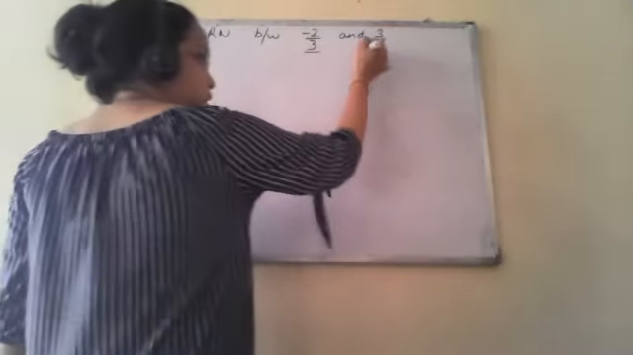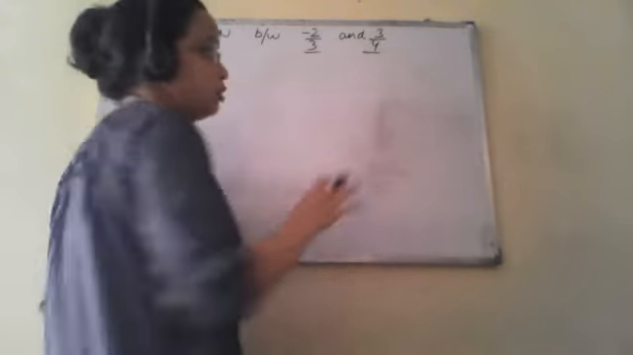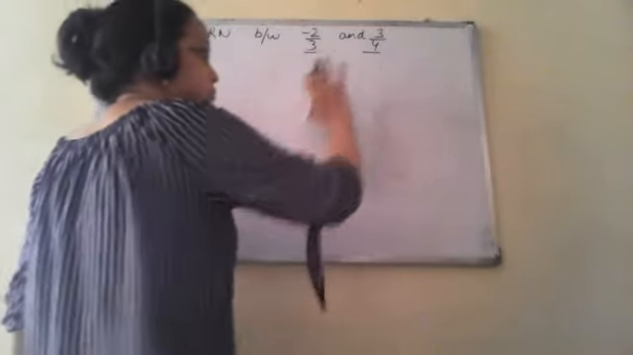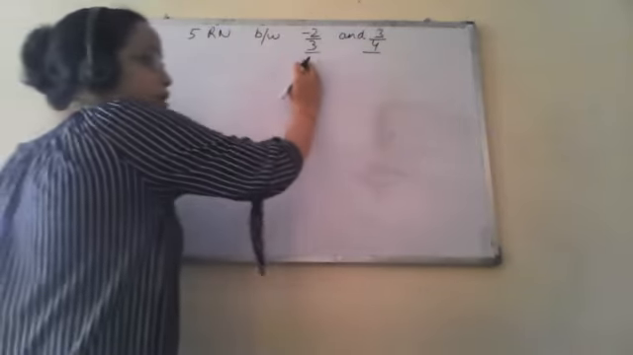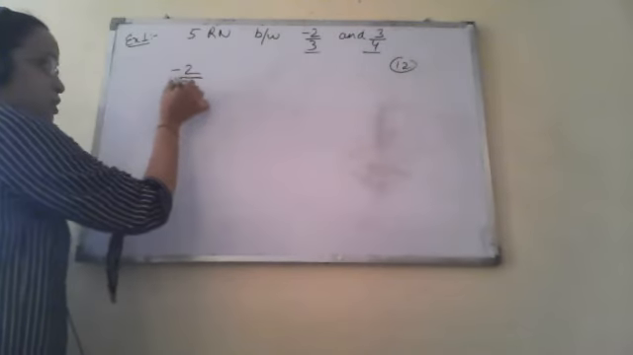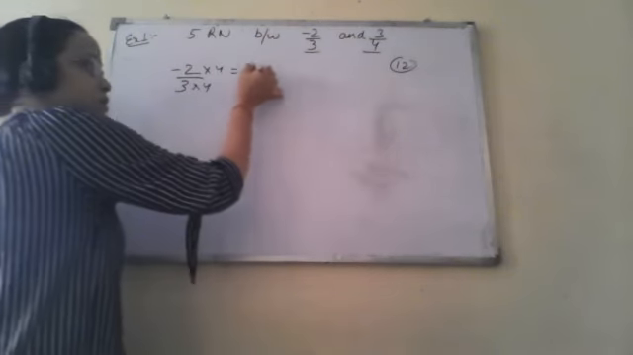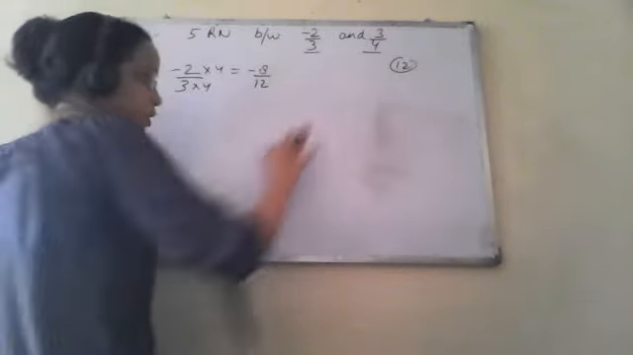So convert them into like terms. We will convert their denominators into the same number. Before that we have to find their LCM. LCM of 3 and 4 is 12. So this is minus 2 upon 3, which will be multiplied by 4 in the numerator and denominator. This is minus 8 upon 12. Okay.